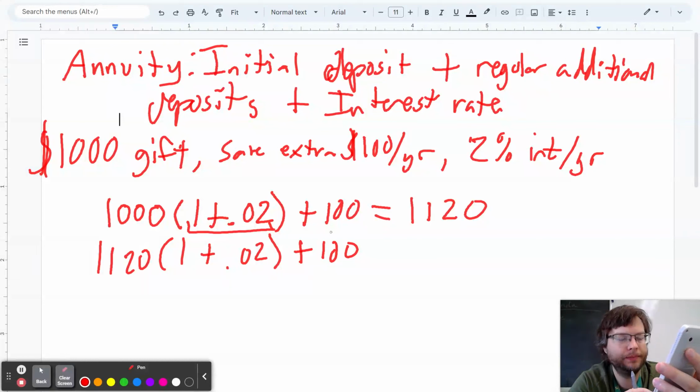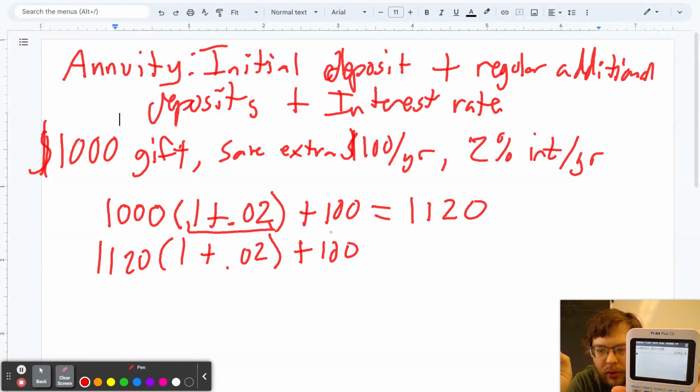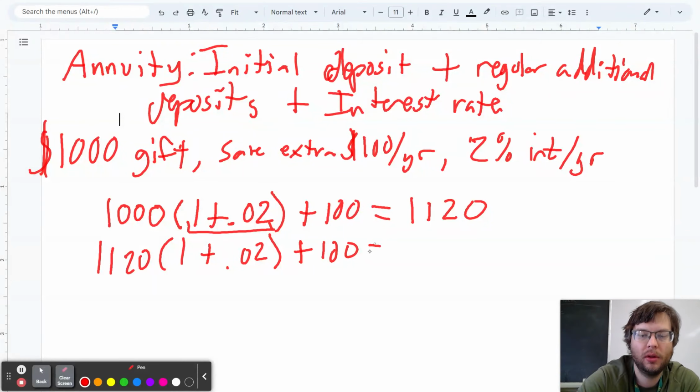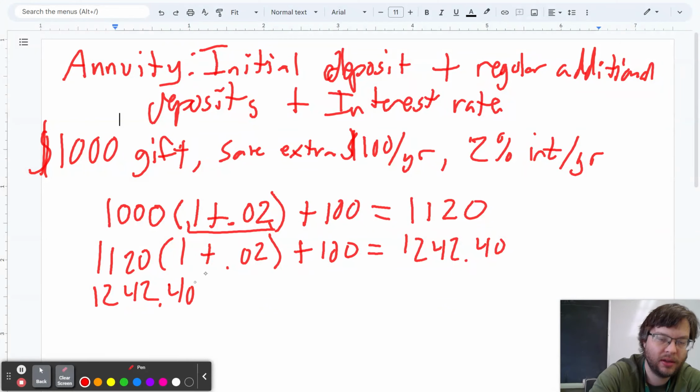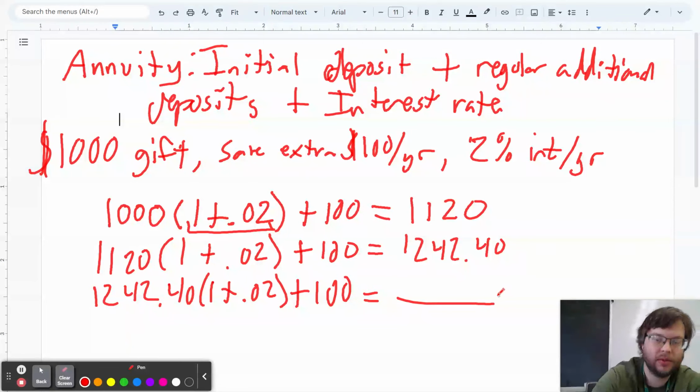I'm going to try to build this up. So here's what I typed into the calculator, 1242.4. And so 0.40, so 40 cents. And then again, next year, 1242.40, 2% interest plus $100 more equals whatever.